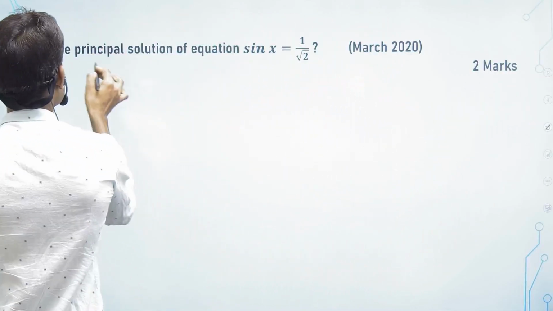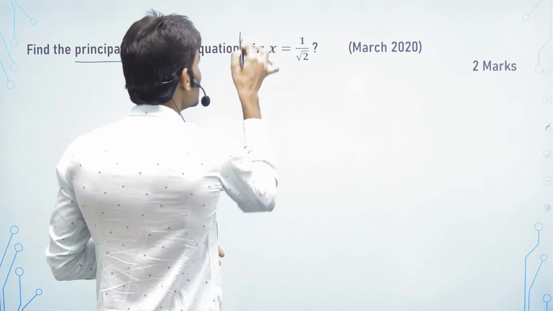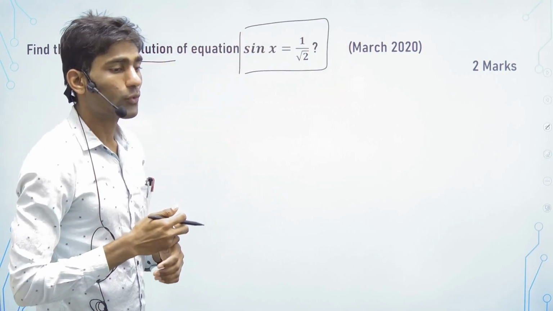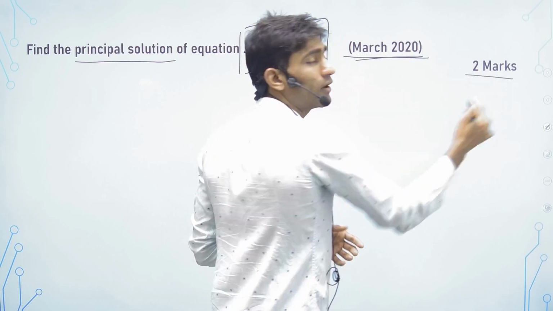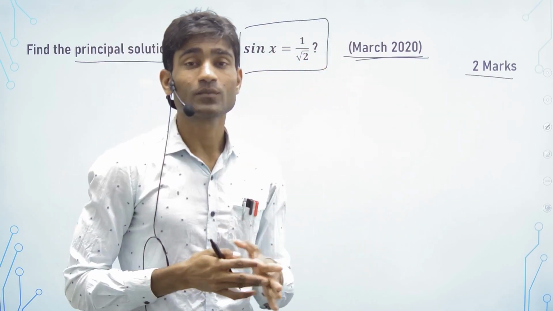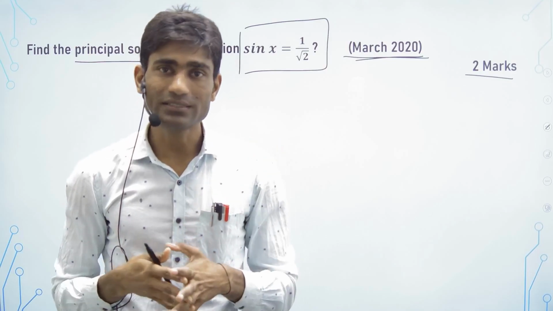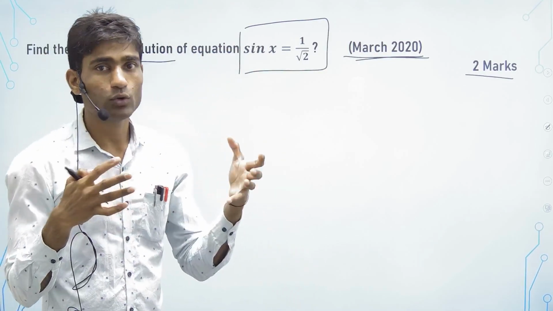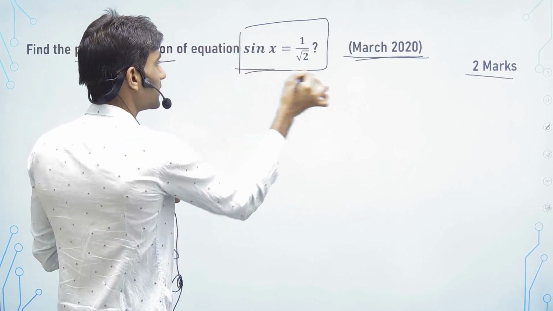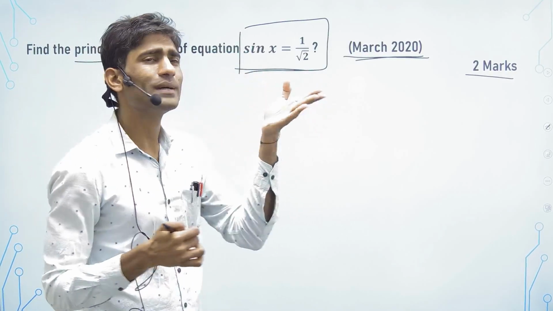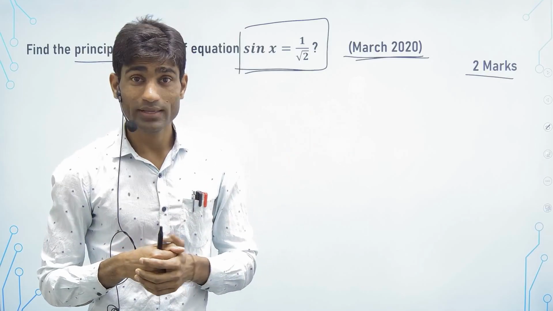We want the principal solution for the equation sin x equal to 1 by root 2, and that question was asked in March 2020 for 2 marks. A very easy question, we just have to apply simple results. Allied angle, I don't think it is difficult for you all. So sin x, tell me for what value of x sin x is having the value 1 by root 2. Yes sir, it is there.